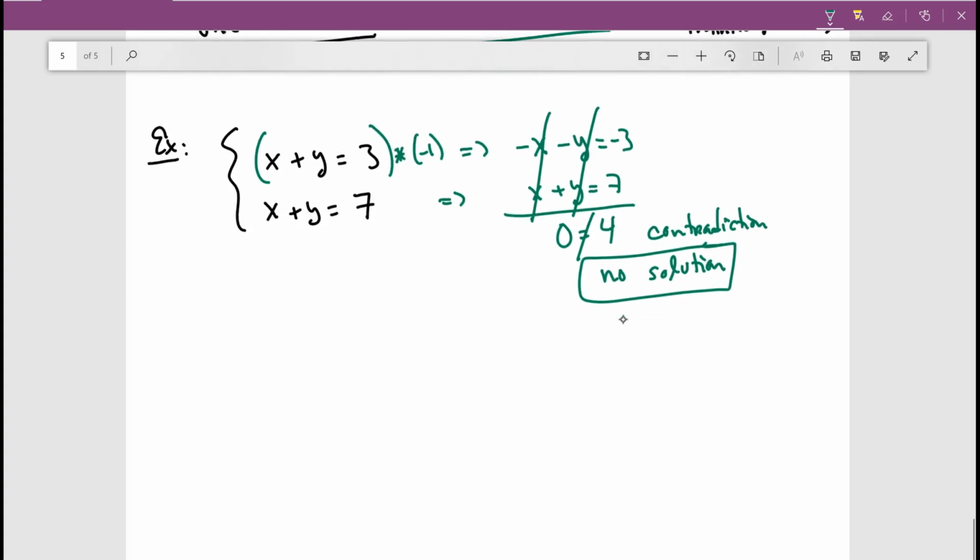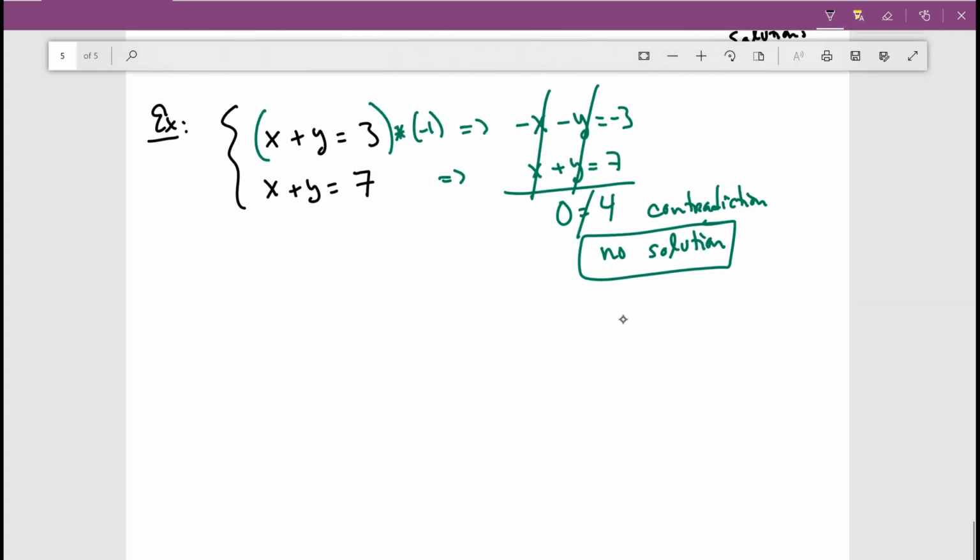Okay. Now, how do I know if I have infinitely many solutions? Well, this is the case where you get it. So let's say you have 2x plus y equals 4, and let's make this other one 4x plus 2y equals 8. So let's say you get something like that.